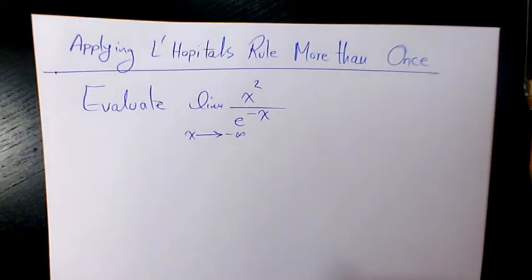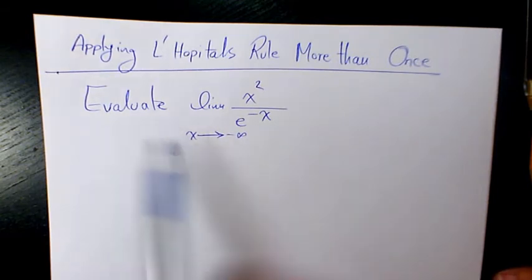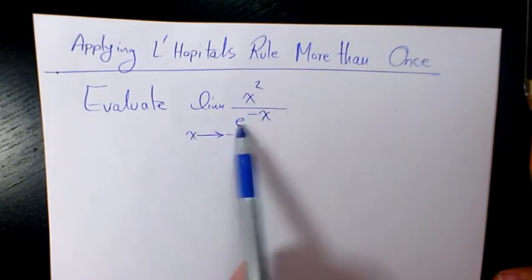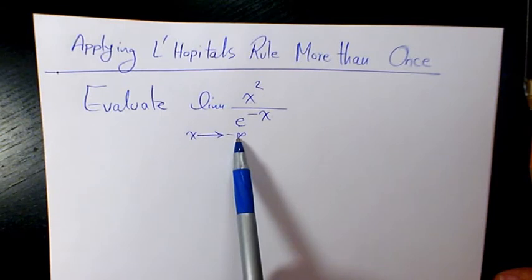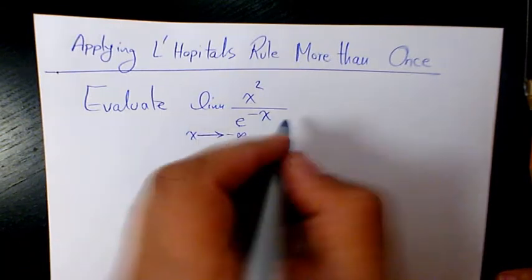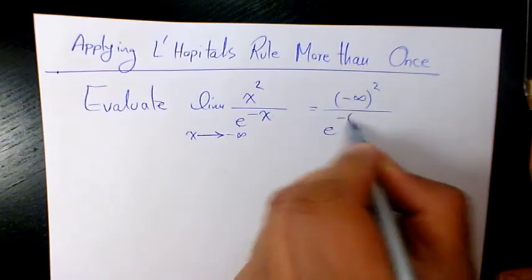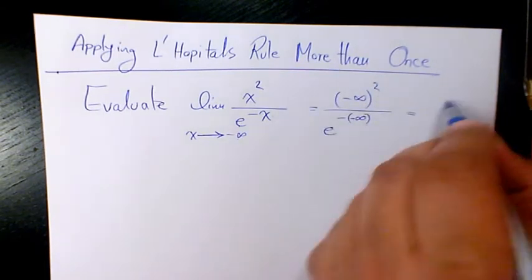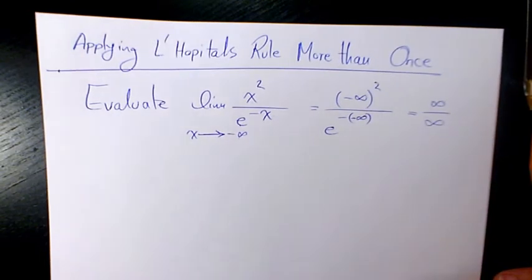Welcome to another video. In this video I want to show you how to use L'Hopital's rule when we are dealing with situations where you need to use L'Hopital's rule more than once. Here we have: evaluate the limit of x squared over e to the power of negative x when x is approaching negative infinity. When you substitute, it is going to be negative infinity to the power of 2 over e to the power of negative infinity, which is going to be infinity over infinity. So we need to use L'Hopital's rule.